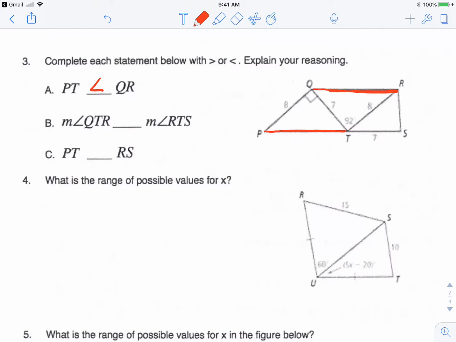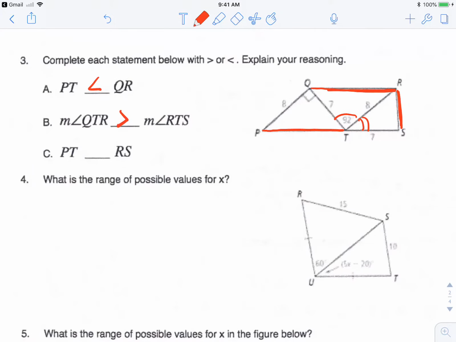For B, the measure of QTR is right here at 92 degrees. The measure of RTS would be right here. You can visually look at that by doing the converse. Again, ignore my email. If you do the converse of the Hinge theorem, you can see that QR is longer than RS. So that means that the angle across from QR is going to be larger than the angle across from segment RS.